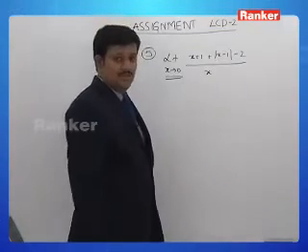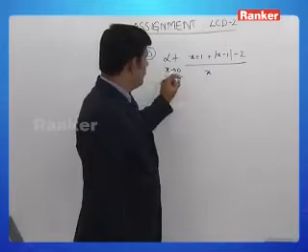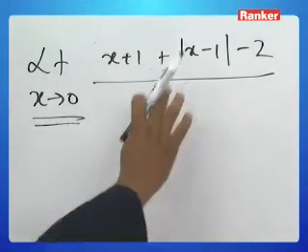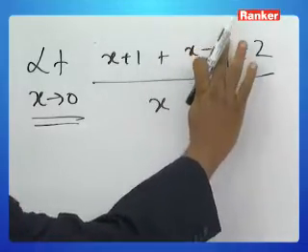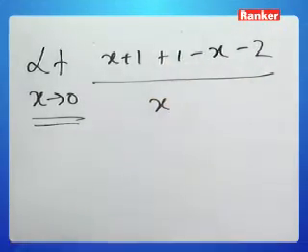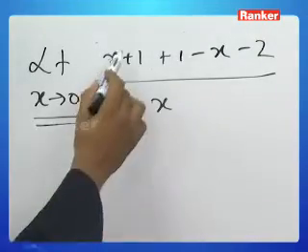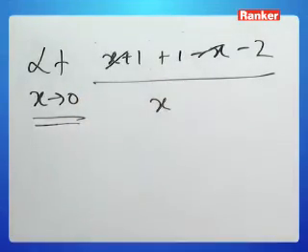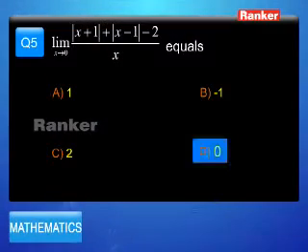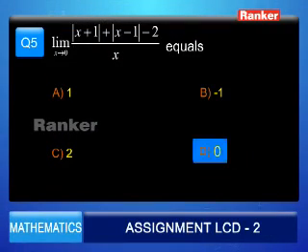Then we have mod x minus 1, and because x is around 0, x minus 1 will be close to minus 1, which is negative. So modulus of x minus 1 will be 1 minus x. Now we can see x and x getting cancelled, 2 and 2 getting cancelled. So we are left with only 0 in the numerator, and 0 divided by whatever becomes 0. So the answer will be 0, which is option D.